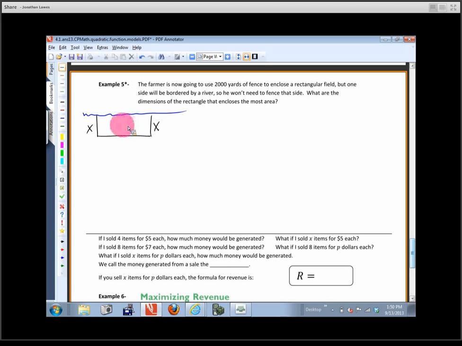You with me? What am I going to use for this? We'll use a y for that. I'm interested in maximizing the area. So look at this rectangle. The area is y times x.